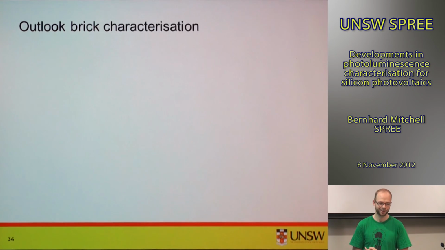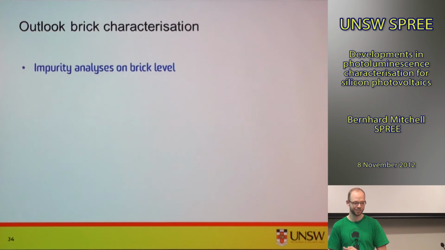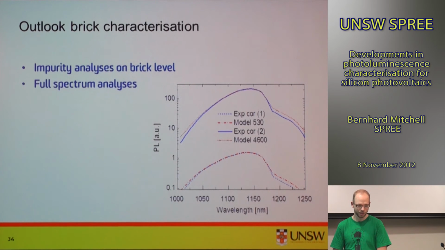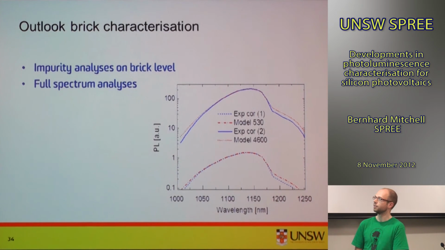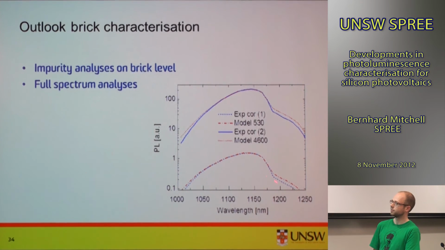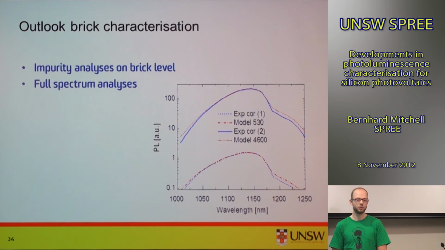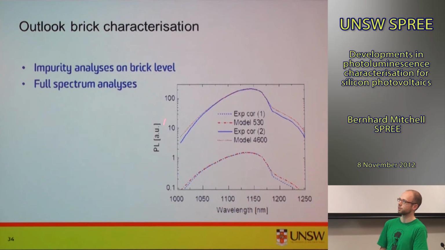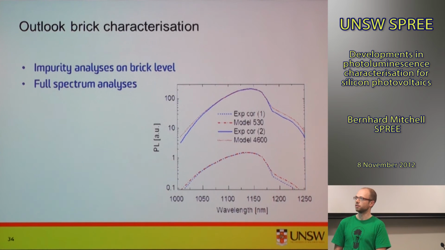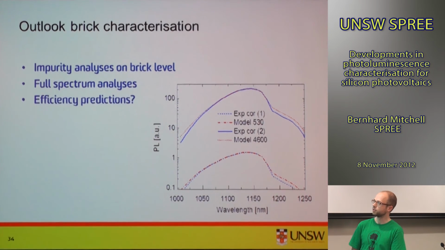I want to give an outlook to the brick characterization. We can then use these bulk lifetime images to look into impurity analysis. We can analyze the full spectrum, which we have done already. So we can apply the full spectrum modeling and show that the modeling we've used for these images actually fits with reality. We have measured spectra, which we can fit to the model very well, and we can do other things with these, like full spectrum bulk lifetime analysis, etc. And we hope we can use these images for efficiency predictions.